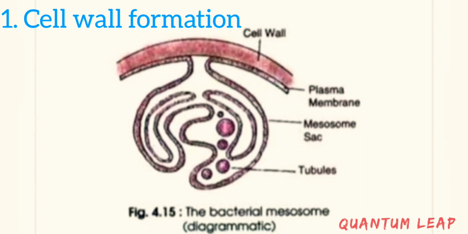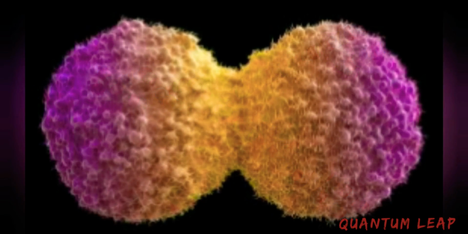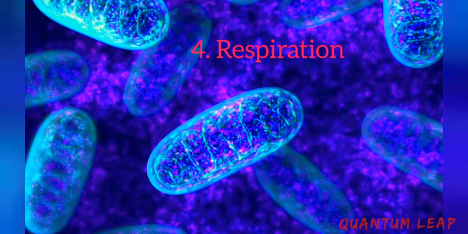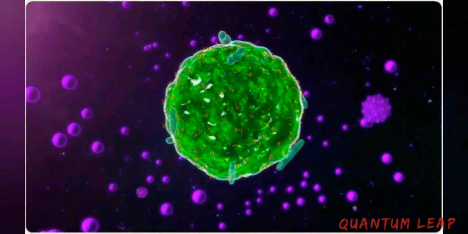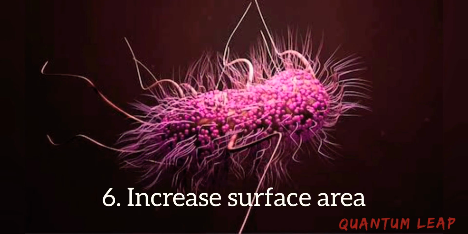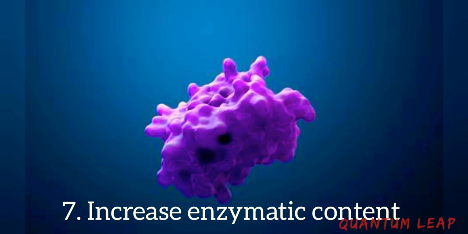Some of the helpful features of mesosome are they help in the cell wall formation, DNA replication, and distribution to daughter cells. They also help in respiration, secretion process, and to increase the surface area of the plasma membrane and also to increase the surface area for the enzymatic content.